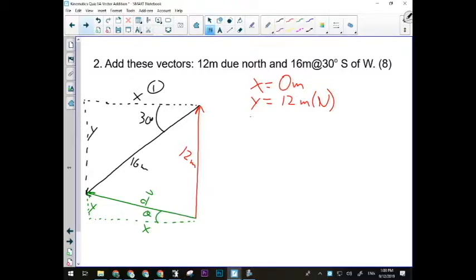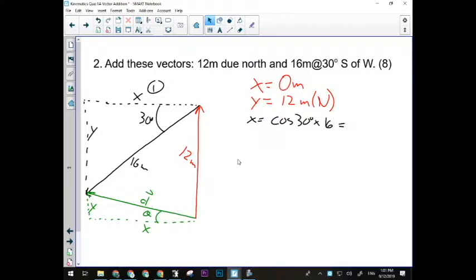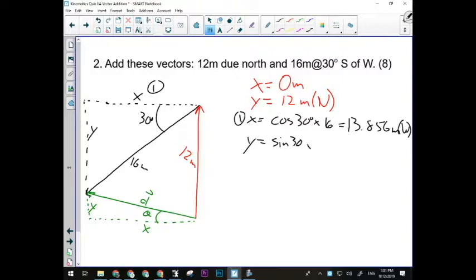For the black vector, x is the adjacent side to the 30-degree angle, so I will have the cos of 30 degrees times 16 meters. Not 60, cos of 30. So we're looking at 13.856, but obviously we'll keep all the decimals, meters, and that will be west. 1 mark for that. Calculating y is the opposite side. Sine of 30 times 16 is 8.0 meters south. 1 mark for that.